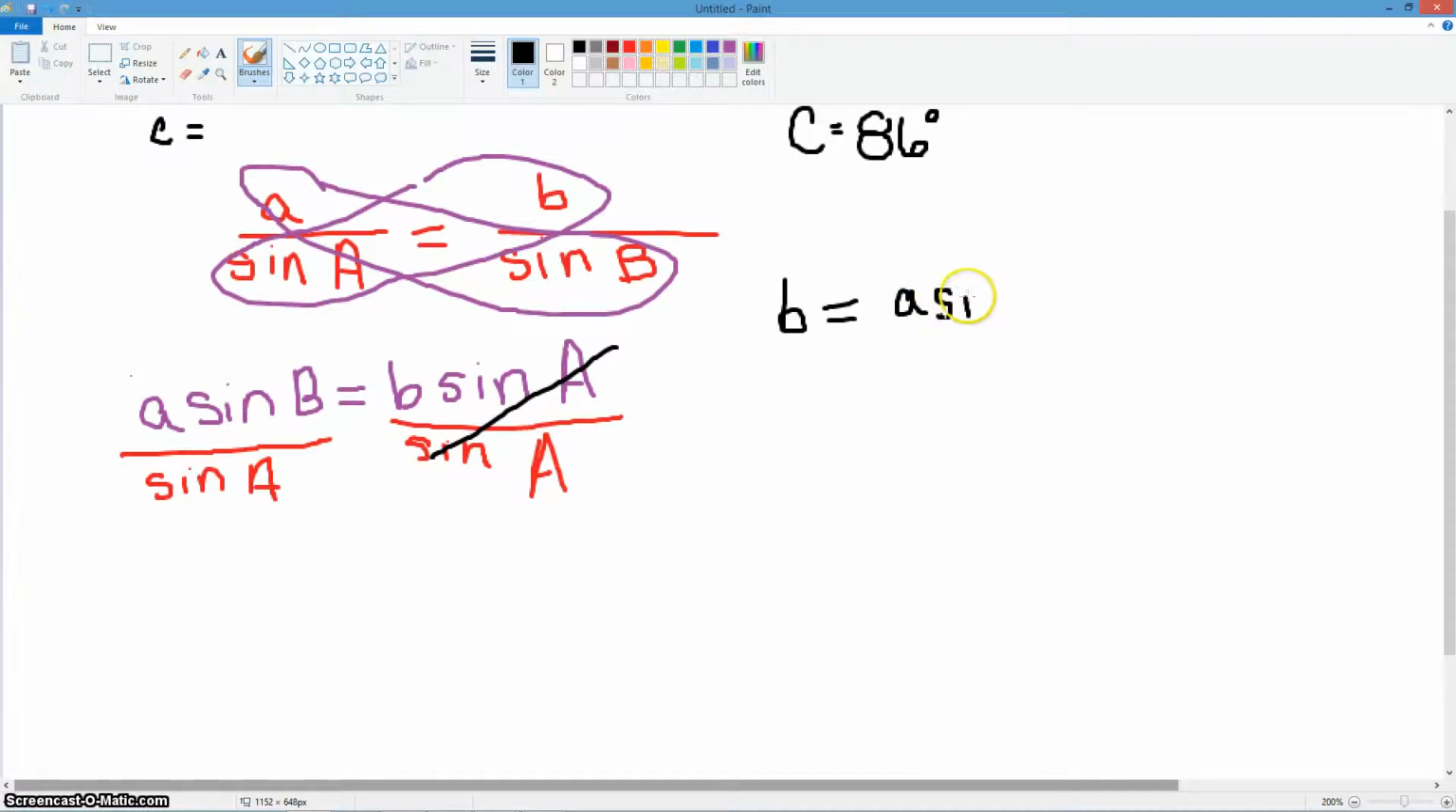sine of big B all over sine of big A, which is what we have here, right here, this part. All I did was just flip it, same thing.